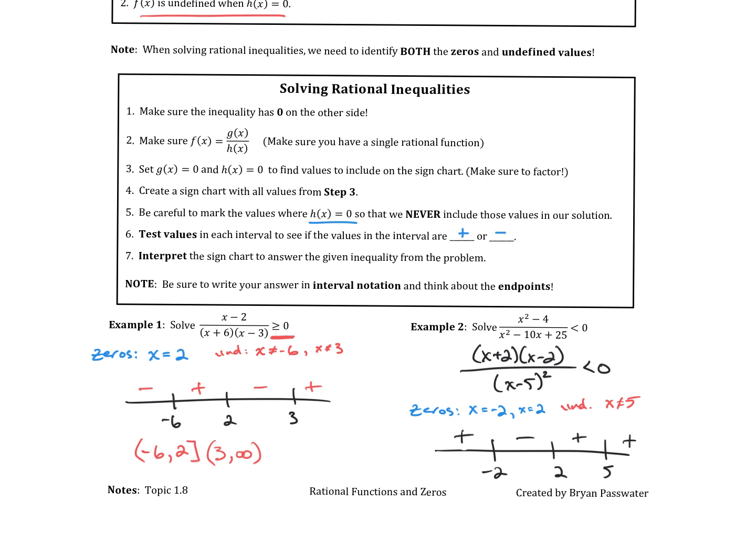So what do we want to do for answering our question? We want this thing to be less than 0. So I'm going to go from -2 to 2. Does it get to include -2 or 2? No. Why not? Because it's just less than. It's not less than or equal to. So we're going to put parentheses around them.